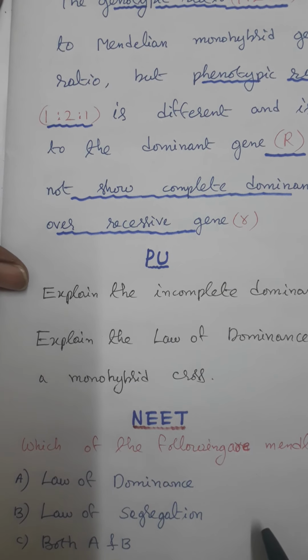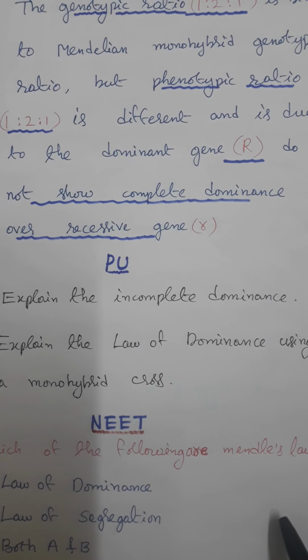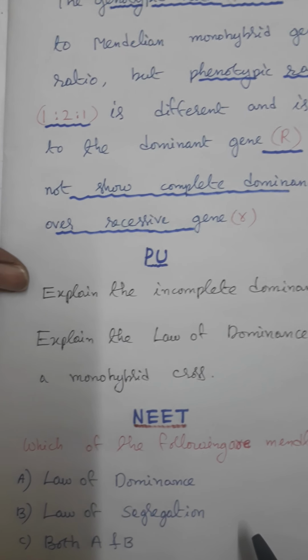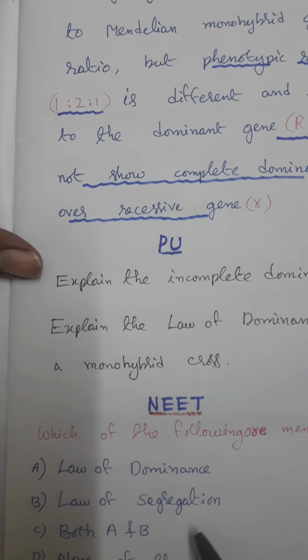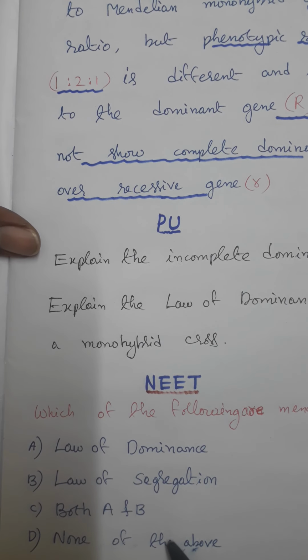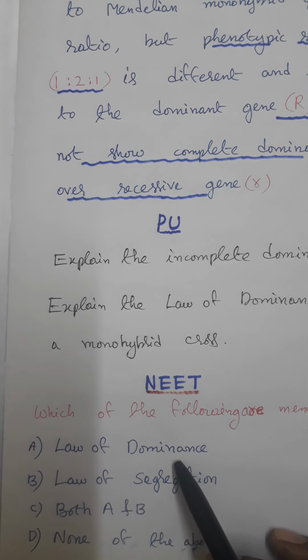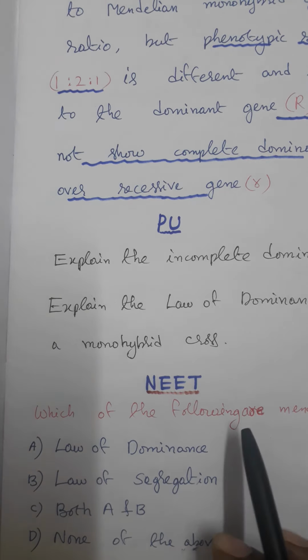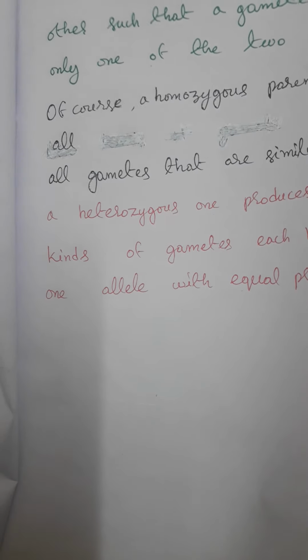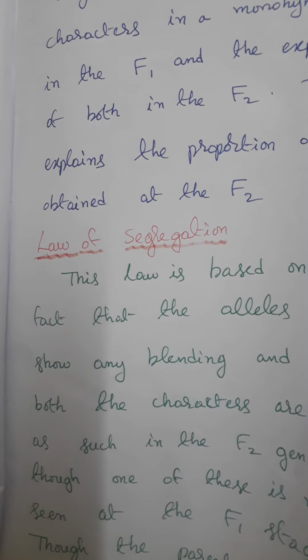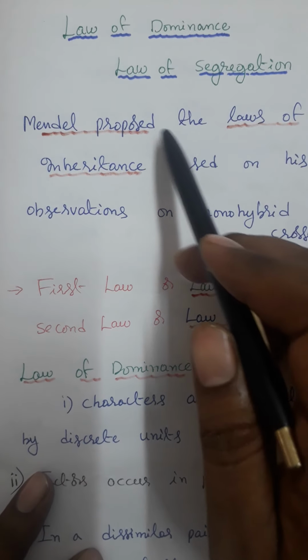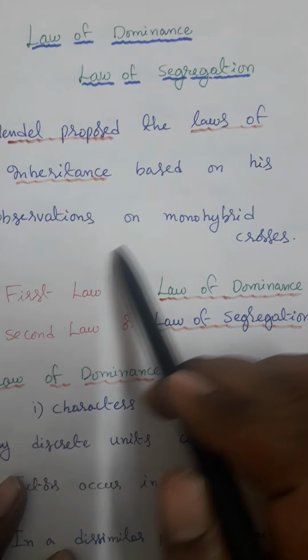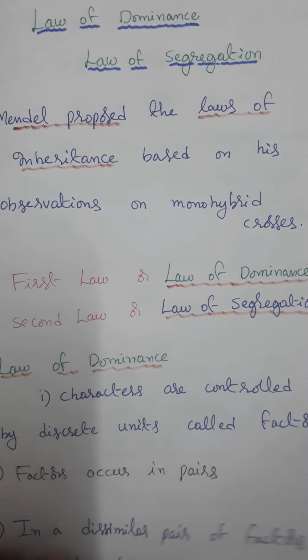One question: which of the following are Mendel's laws? Option A, law of dominance. Option B, law of segregation. Option C, both A and B. Option D, none of the above. So both law of dominance and law of segregation. Mendel proposed laws of inheritance: law of dominance and law of segregation.